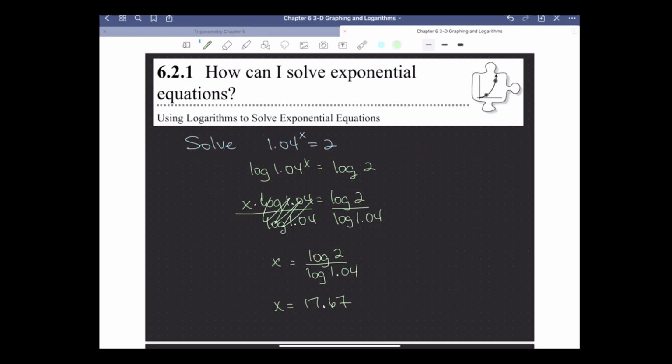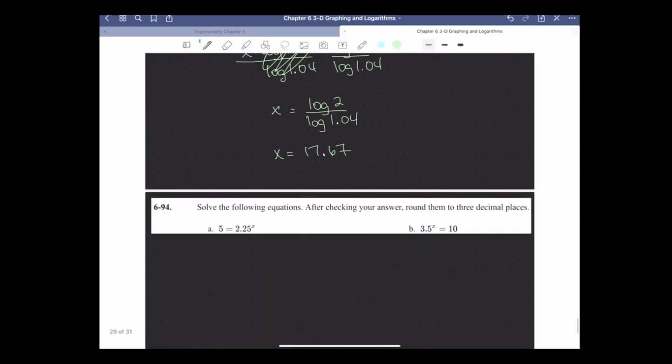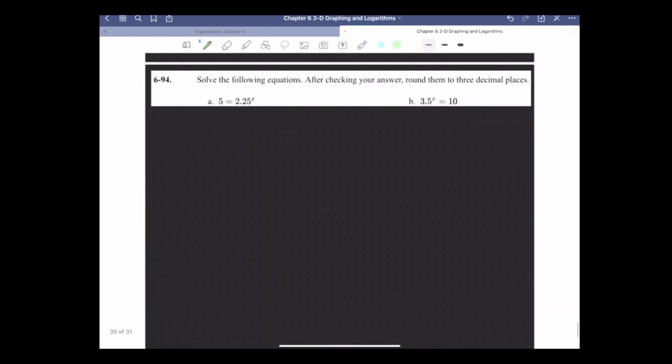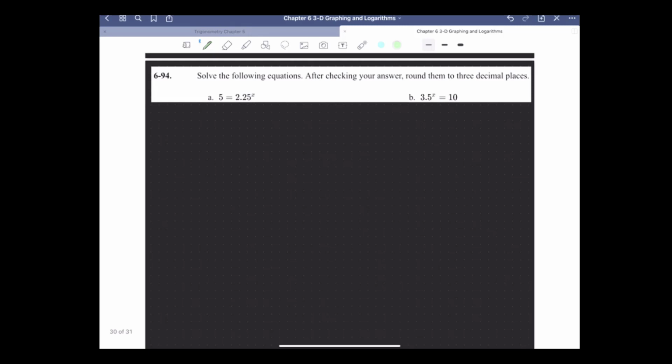All of the same principles apply when it comes to solving any regular equation, when it comes to moving things around. But the nice thing with taking logarithms is that it gets us that x out of our exponent. All right, a couple more for you. Solve the following equations. Let me make it a little bit bigger for you. And after checking your answer, round them to 3 decimal spots.